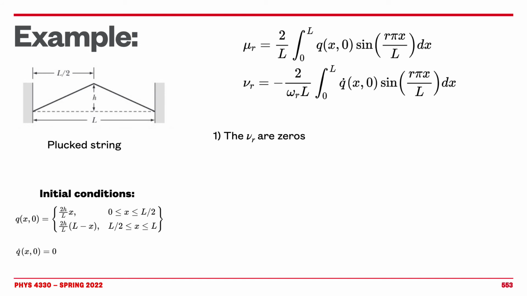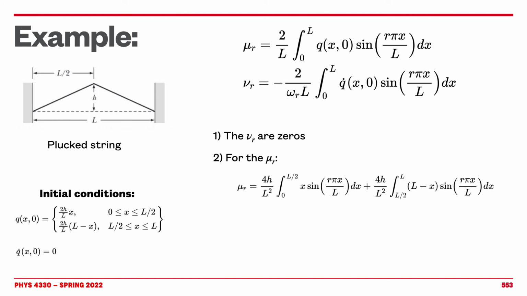That's the easy one. The other one is not 0. It's actually the mu r. And we need to calculate the integral that's on the top of this slide. And the integral actually is in two parts, one from 0 to L over 2 and one from L over 2 to L, since the function q(x,0) is defined by domains. And you end up with those integrals, which you can do analytically, and I actually recommend that you use either a symbolic calculator or look in tables. And when you do this, you can calculate this correctly and find that mu r is 8h, which is the height of the pluck, divided by r squared pi squared sine r pi over 2.